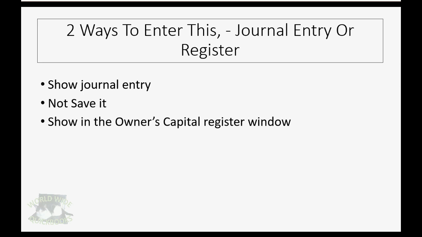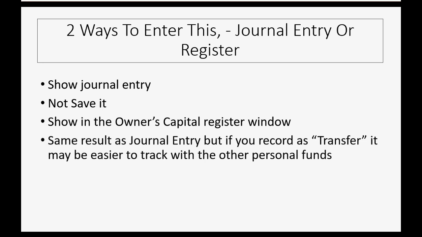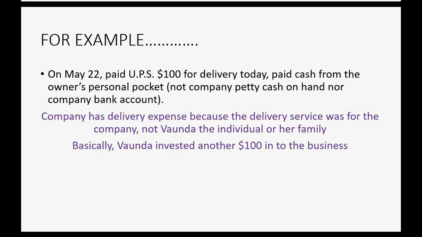how you could record it in the owner's capital register window. It would be the same result as recording it as a journal entry, but if you record it as a transfer, it may be easier to track with the other personal funds. So, we're talking about May 22nd, $100, delivery today, paid in cash from the owner's pocket. Let's go ahead and record it.